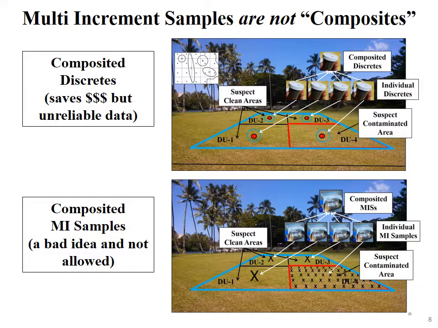Once you've spent this much time collecting these samples, it would be really stupid, to be honest, to composite these. So multi-increment samples are not composite samples, and it's a bad idea, not allowed under our guidance, to composite multi-increment samples. That's a key point. The term composite has very strict meanings under some past regulatory documents, especially with TSCA and PCBs.